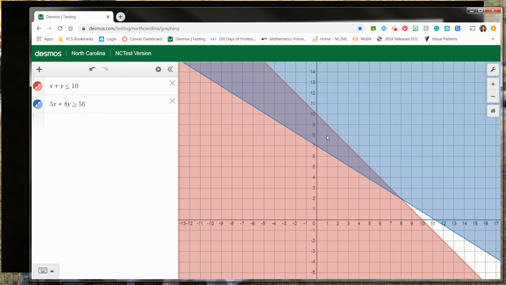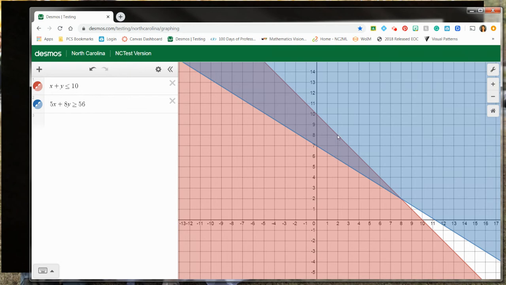So for example, right here, I could work 1 hour cleaning houses and 8 hours at my sales job and meet the requirements for both inequality statements. I could do 2 hours of sales. Nope, that's not true. I could do 2 hours of house cleaning and 7 hours of sales and also meet that requirement. I could do 2 hours of house cleaning and 6 hours of sales and still meet that requirement.